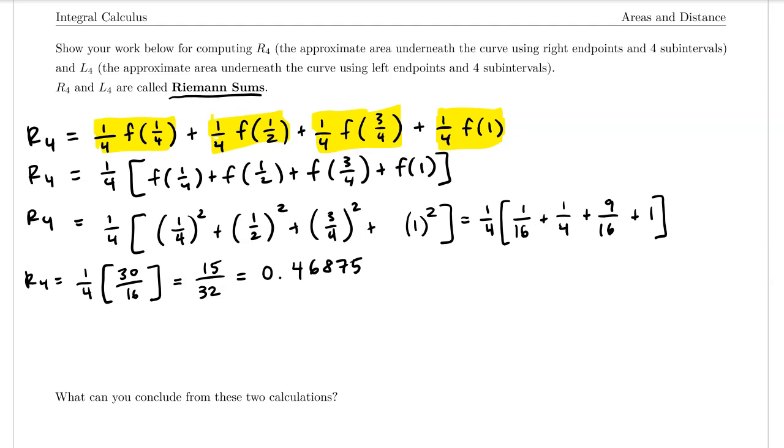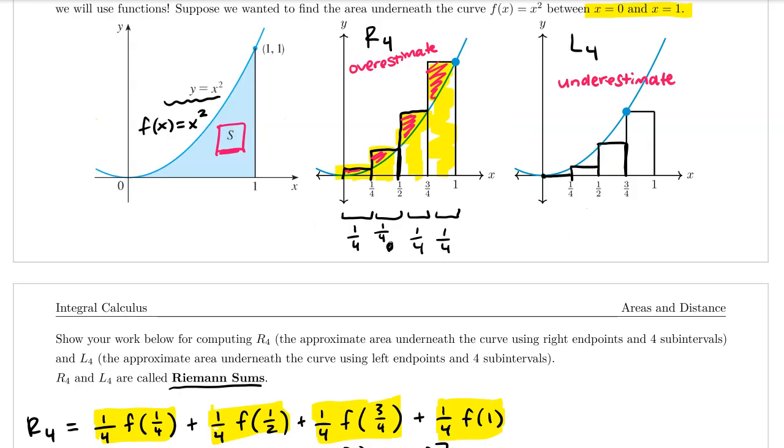Maybe you should pause the video here and try to calculate L4 for yourself. All right, so let's look at the image or graphic that we have for L4. The height of the first rectangle is dictated by 0 here, and really the area of that rectangle is 1/4 times f of 0, which is equal to 1/4 times 0 squared, which is 0. So it's kind of odd, but that first rectangle actually has an area of 0 because its height is 0.